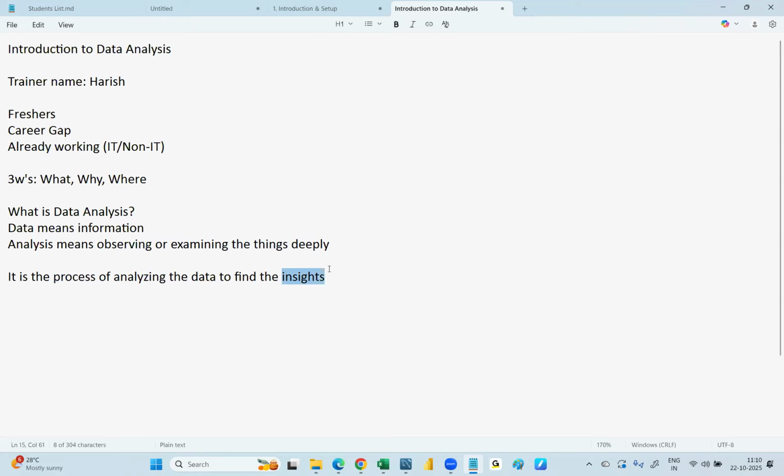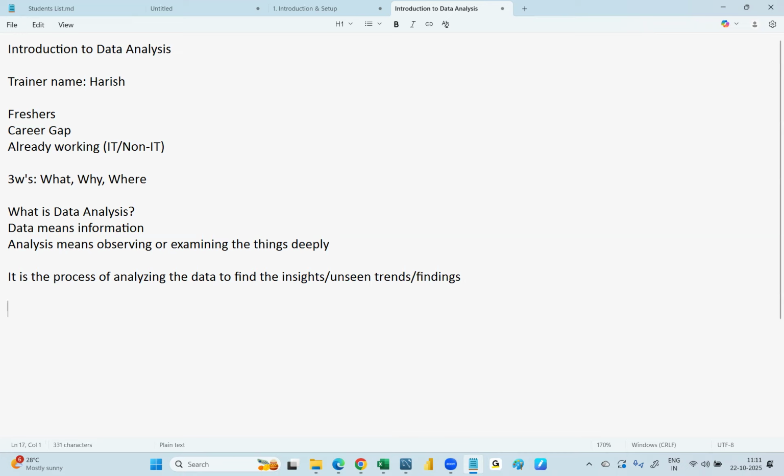We also call this by different names, such as unseen trends, which we are not able to see but can identify, or simply findings. It is a process of analyzing the data to find insights, unseen trends or findings. Anything you call it is fine. This is the definition. If anybody asks what data analysis means, you can simply say I follow some process or steps to analyze the data so that I find out the insights from that data. This is the easiest way to define data analysis.